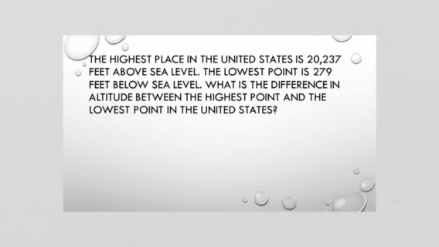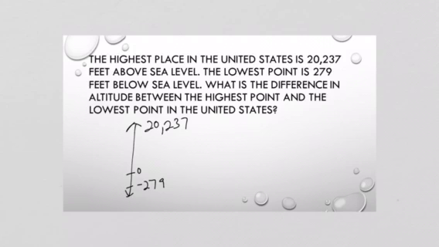Okay, another problem they like to do are mountain problems, and they always find some really tall place and then some place below sea level. So we have 20,237 feet above sea level. It's the highest place in the United States. The lowest place is 279 feet below sea level. It's in a place called Death Valley, California.